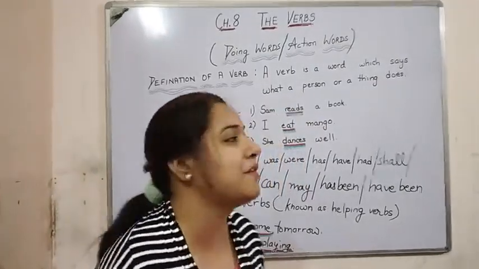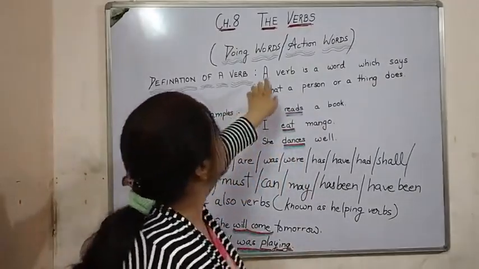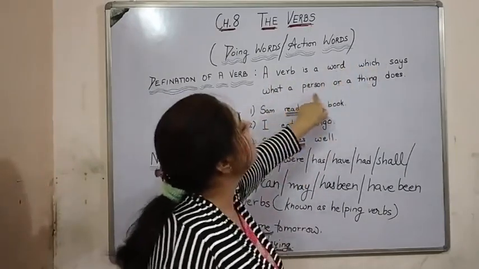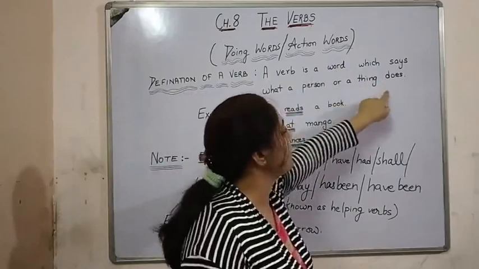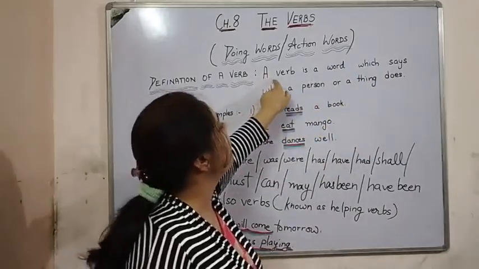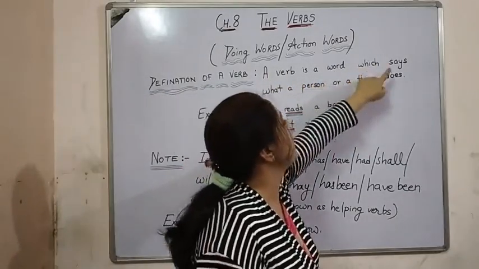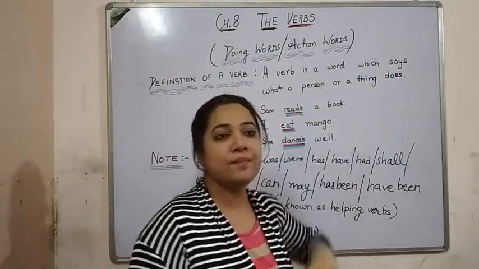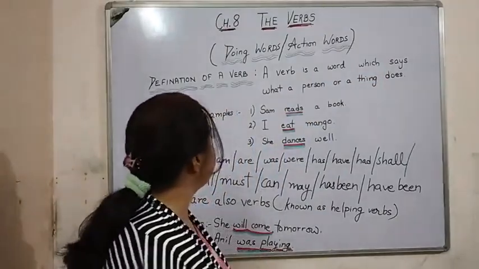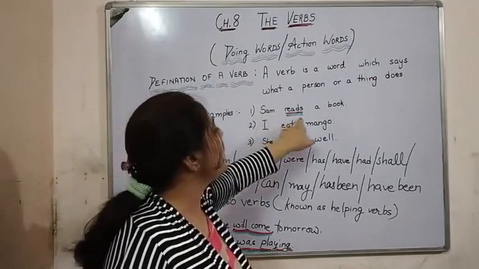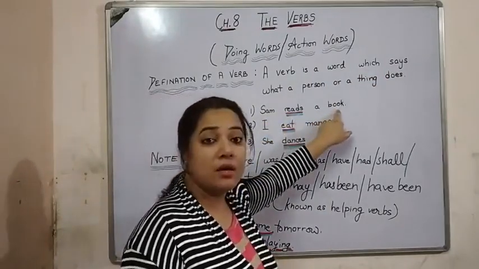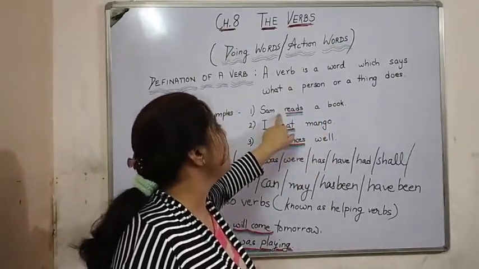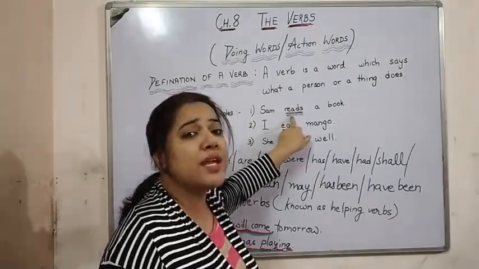Now let's go to the definition of the verb. A verb is a word which says what a person or a thing does. I repeat once again. A verb is a word which says what a person or a thing does. The examples are: Sam reads a book. Here, what is Sam doing? He's reading the book. So, the verb is reads.